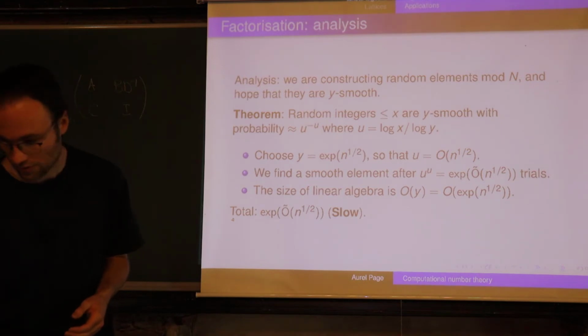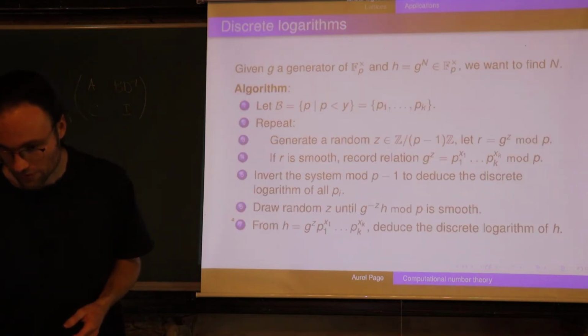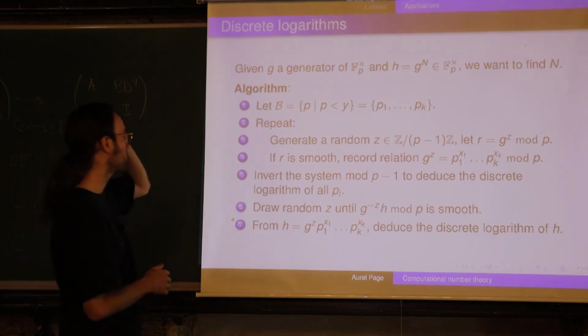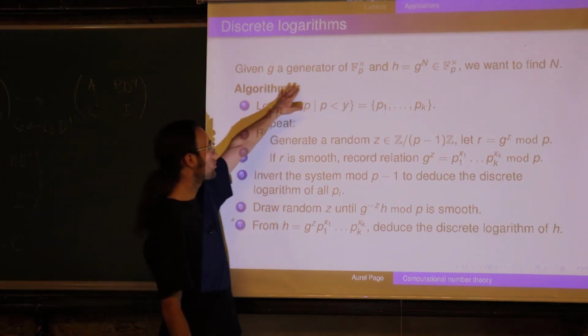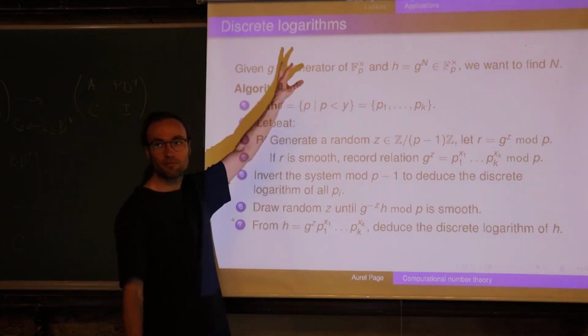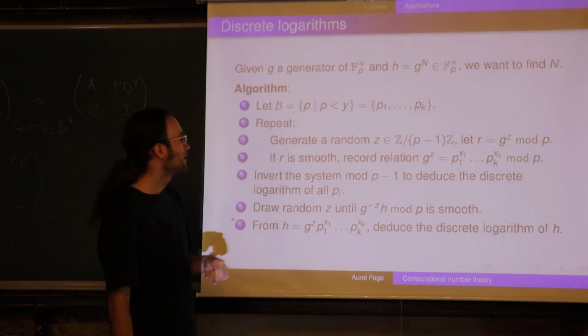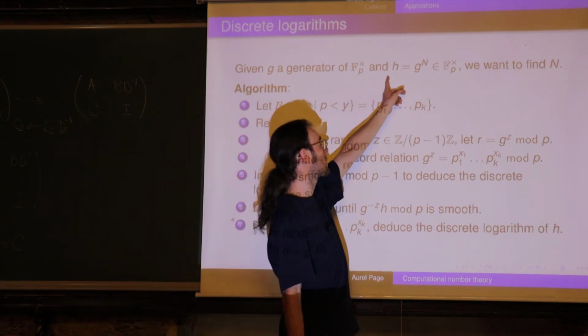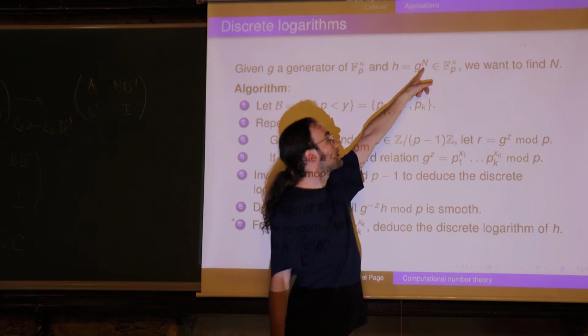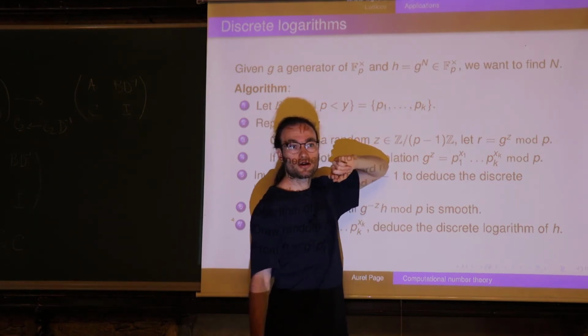Let me give you another example: the discrete logs example. So recall the problem. You're given a generator g of Fp star. I'm going to do it just over Fp, not other finite fields. And you are given an element h that is a power of g, and we want to find the exponent. That's the discrete log of h.